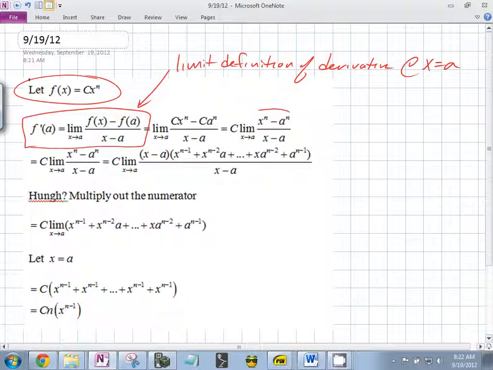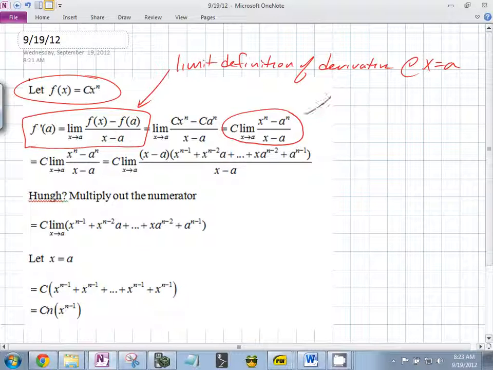You end up here. Why can you pull the c out to the outside? Why can the c go to the outside of the limit right there? Why is that allowed? What value is changing in the limit? X is changing. Does c contain anything with respect to x? No. So you can pull it out to the outside. C is independent of x.